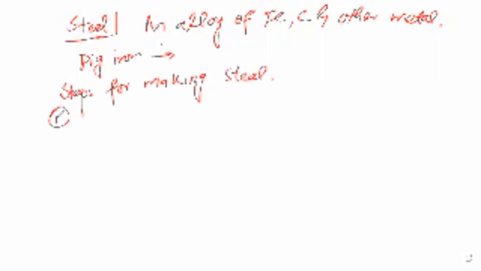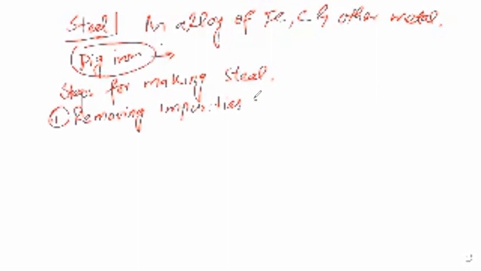The first step is removing impurities by oxidation. Removing impurities means the pig iron that we get from the blast furnace has some sort of impurities. We have to remove them, by oxidation.